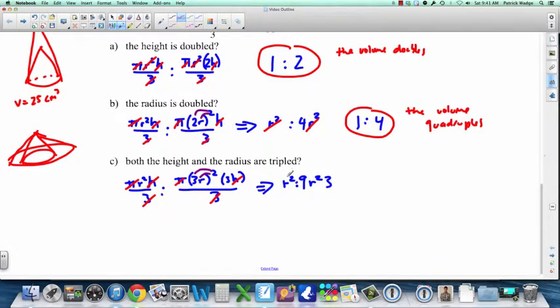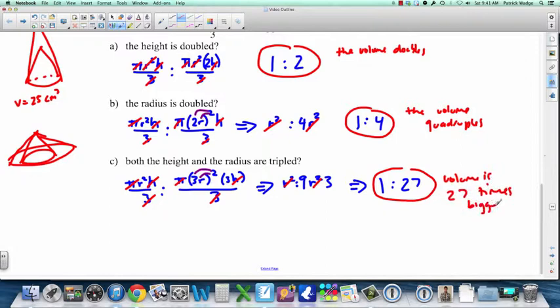Okay, you can cancel out the r squareds, divide both sides by r squared. What's left on the left-hand side is 1. What's left on the right-hand side is a 9 and a 3, which you're going to multiply, you get 27. Wow. If you triple the height and the radius, the new volume is 27 times as big. Things go up fast when you're talking about volume. So volume is 27 times bigger.